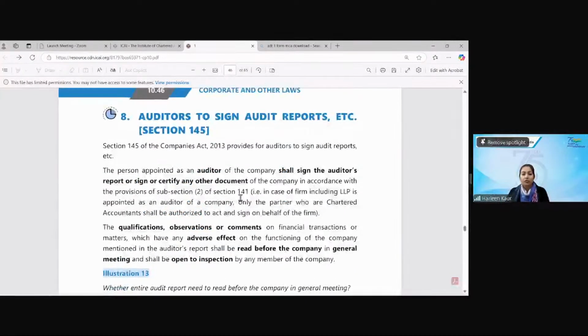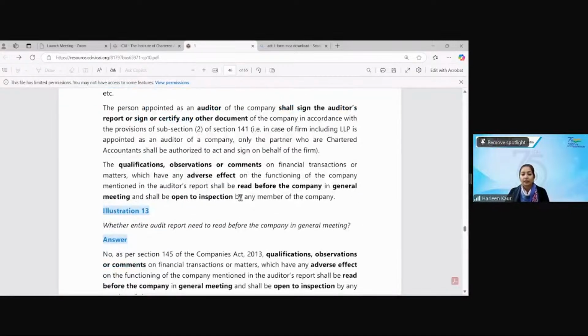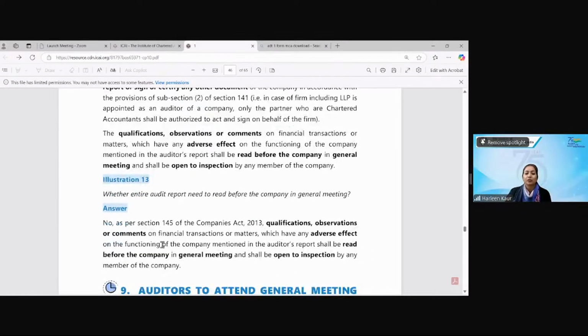Section 145, children, we have discussed this. Whether the entire audit report is to be read before the company in general meeting. Come on, tell me. Do you need to stand over there and read the whole of your CARO 2020? This is my report, this is what I've made, information, everything. No. It is only the qualification and information which is having an adverse effect on the functioning of the company that needs to be read in the general meeting and shall be kept open for inspection. Remember, after clause I, we read clause J, that is the point which has to be mentioned over here.